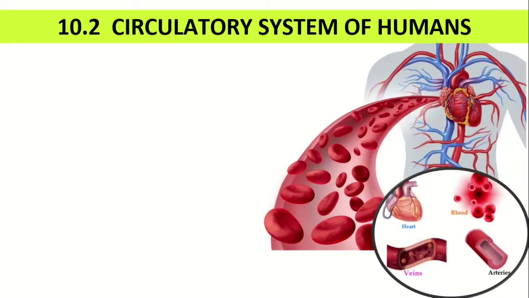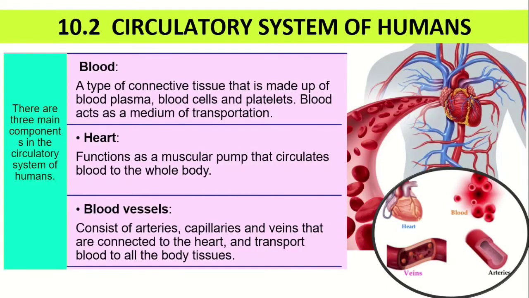So today we are going to continue the second subtopic in chapter 10. The subtopic 10.2 is about the circulatory system of human. There are three main components in the circulatory system of human, consisting of the blood, heart and blood vessels.